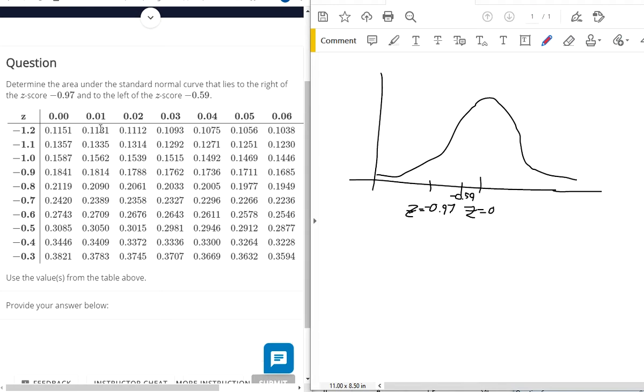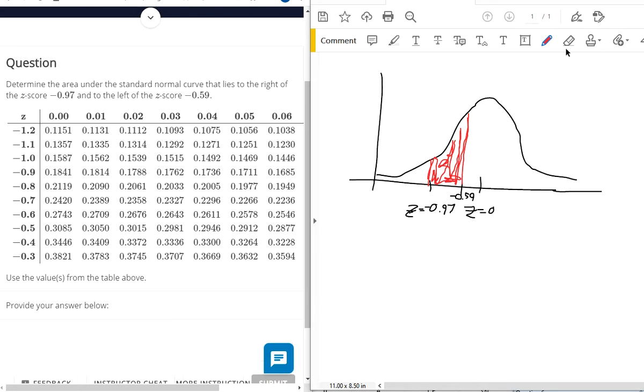They want us to determine the area that lies to the right of negative 0.97 and to the left of negative 0.59. So this is the direction to the left of negative 0.59, but then we're going to stop here. This is the area to the right of negative 0.97. That's where those two areas meet. Left of negative 0.59 and right of negative 0.97. It's the area in between those two.